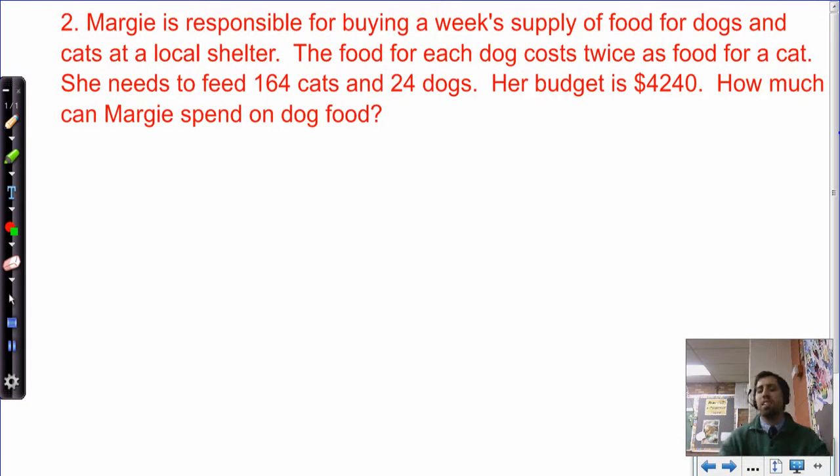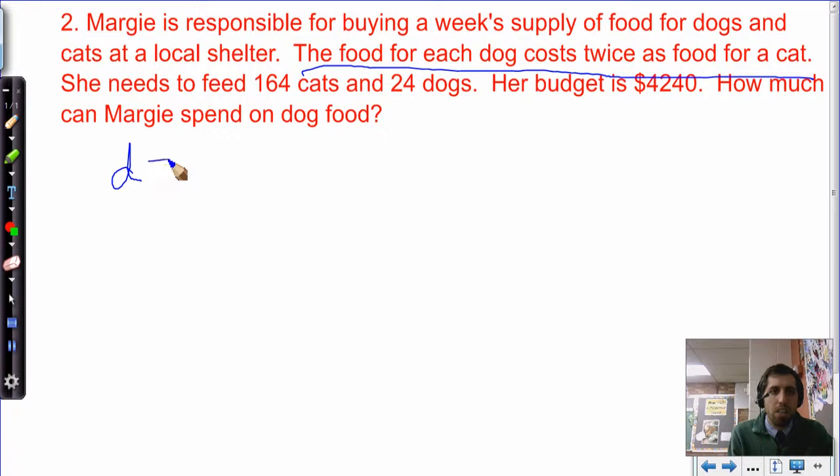So let's just go through and try to find some equations. What do we know? Well, we know from this sentence that the food for each dog costs twice as much as cat food. Now what else do we know? She needs to feed 164 cats and 24 dogs.